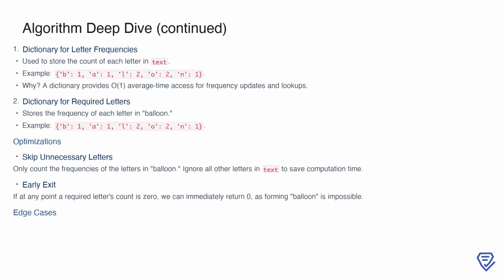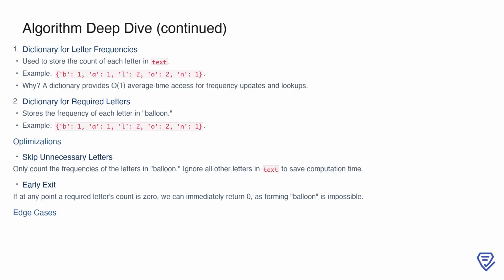To implement this algorithm, we use dictionaries to store the letter frequencies. The first dictionary keeps track of the counts for each letter in the input string text. For example, LeetCode would produce N1, L2, A1, E1, B1, O2, K1. The second dictionary contains the required frequencies for the letters in balloon, which are B1, A1, L2, O2, N1. This makes it easy to compare the available counts in text with the required counts in balloon.